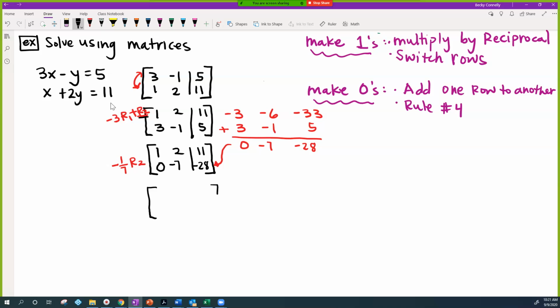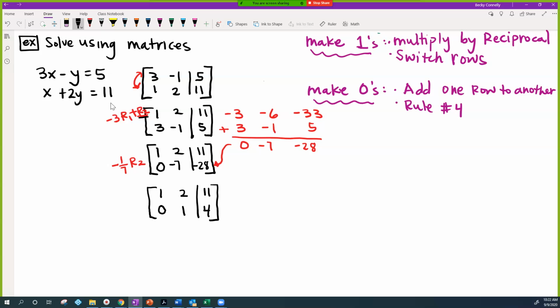Okay, so remember just row 2 is changing, so our row 1 is still going to be 1, 2, and 11. And now on the bottom, -1/7 times 0 is just 0. -1/7 times -7 is a +1, or just think of it as -7 divided by -7. Right, and then -28 divided by -7 would be a +4. Okay. All right, we're almost there.